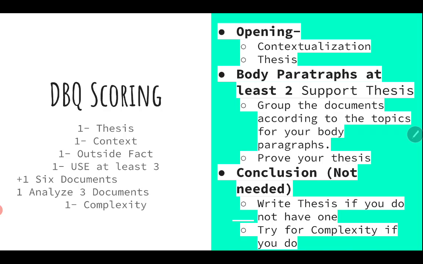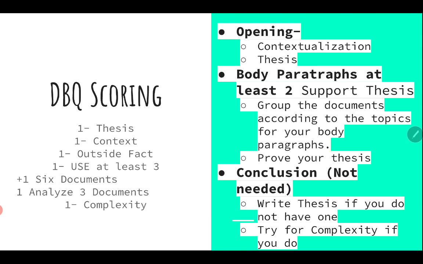So the way that DBQs are scored are on several things. You have 1 point for a thesis, 1 point for context, 1 point for an outside fact, another point if you use 3 documents, and another point if you use 6 documents. So you get basically 2 points for using 6 documents. You have to analyze 3 documents, and then there's what I call the sparkle magic point for complexity. So it is a 7-point rubric, and you just basically have to do all of these things to get 100%.